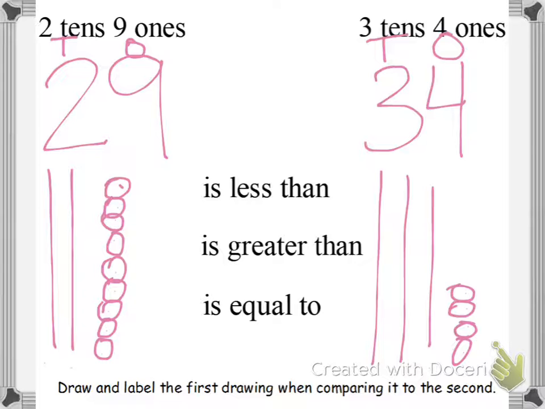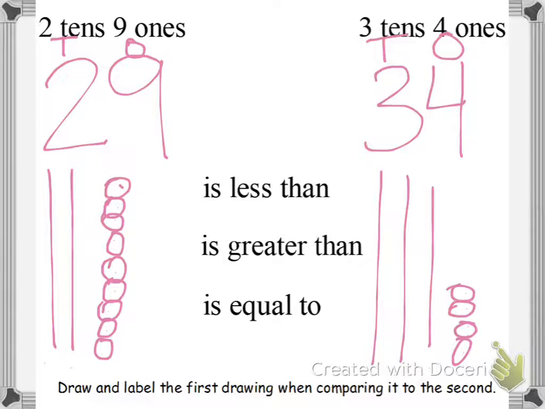is 29, or 2 tens, 9 ones, less than, greater than, or equal to 3 tens, 4 ones, or 34? So the first thing that we can do is label it. We can label each number with either an L for less or G for greater.